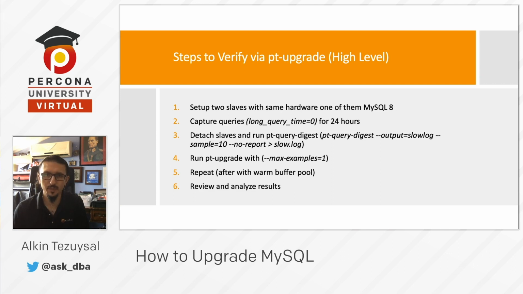The high-level plan for pt-upgrade would be setting up 2 slaves from the same hardware on the MySQL 8 version. Capture the slow queries by setting the long query time to 0. Detach those replicas and then run pt-query-digest against them, capturing the log and then running pt-upgrade against those logs with repeating the warm buffer pool on them, and then you review and analyze the results. This is the high-level plan for pt-upgrade steps.